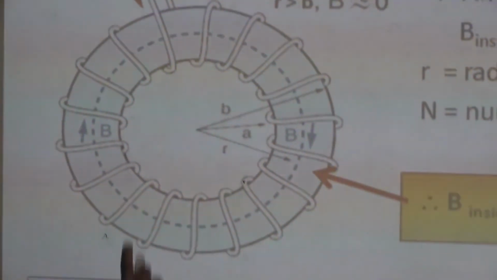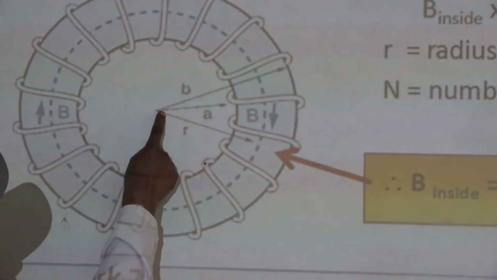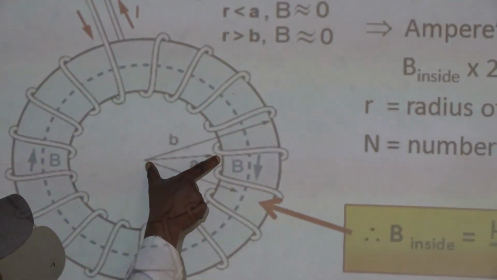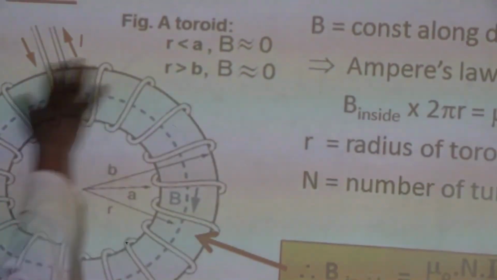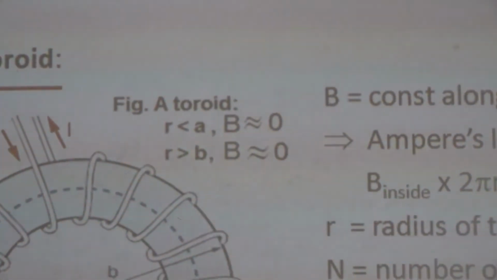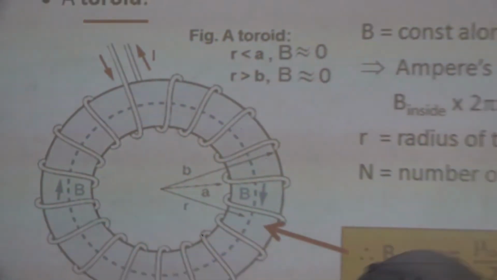I repeat, you measure distance from the center of the toroid, up to distance a, radius a. 0 magnetic field in here. Beyond radius b, again B is 0. So less than a, B is 0; beyond b, B is 0. Where do you find B? Only in here. Ampere's circulation sum.